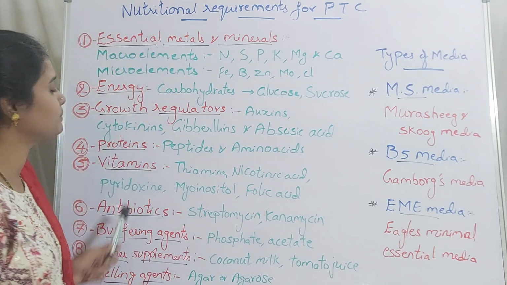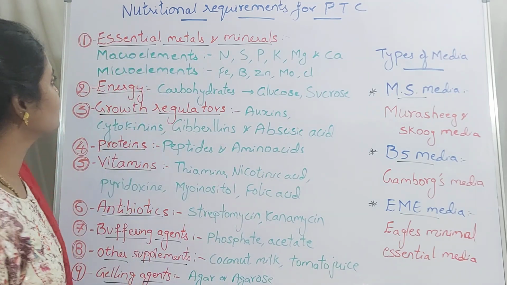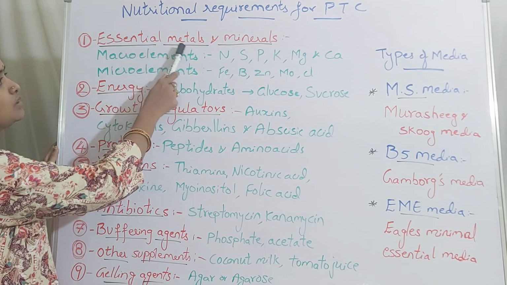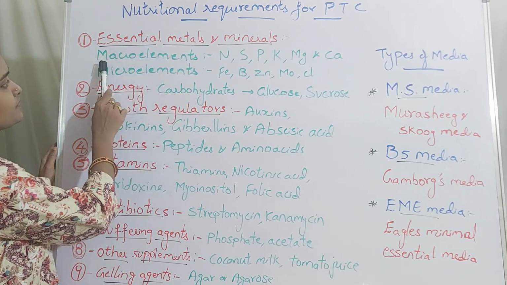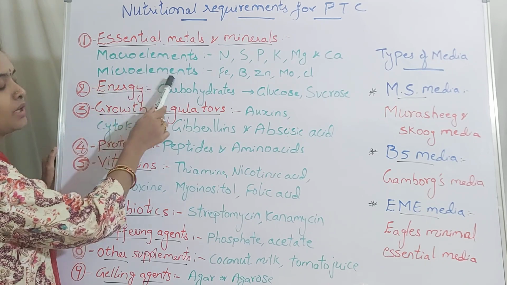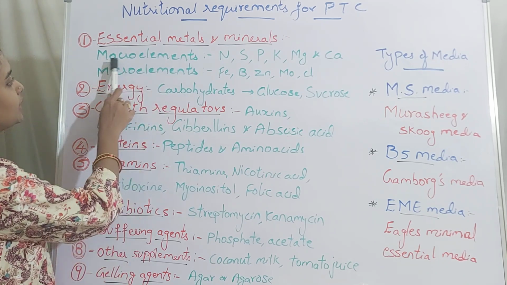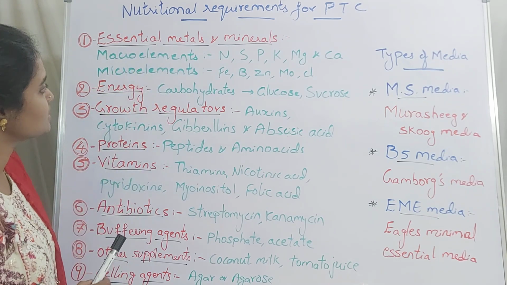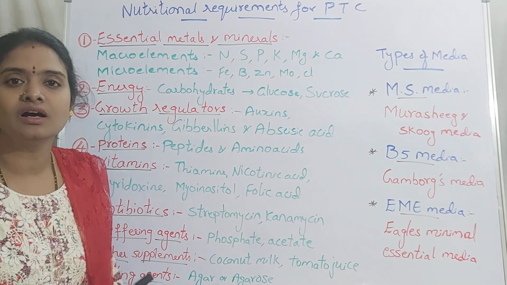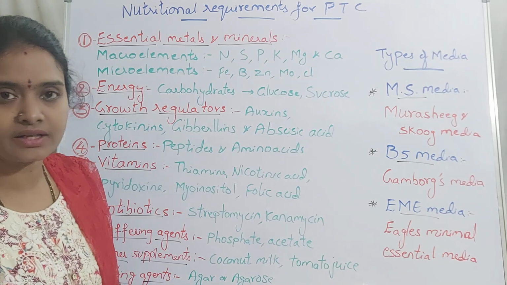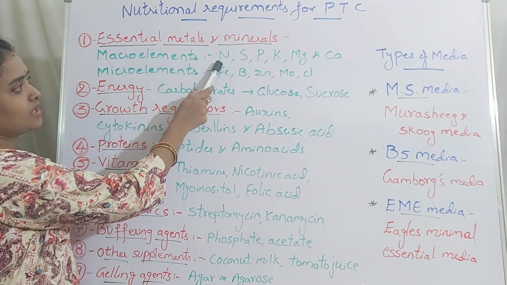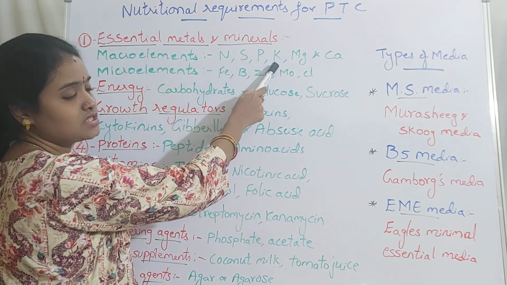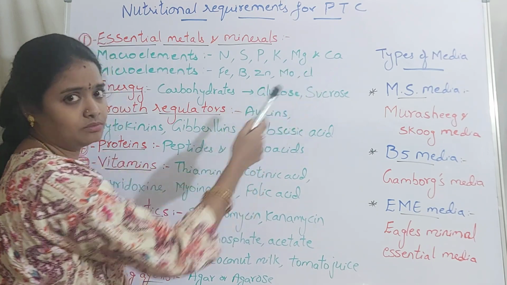So these are the basic requirements. The first requirement is essential metals and minerals. Here it is classified into macro elements and micro elements. What do you mean by macro elements? These are the elements which are required in higher concentrations, and hence they are referred to as macro elements, such as nitrogen, sulfur, phosphorus, potassium, magnesium, calcium, etc.